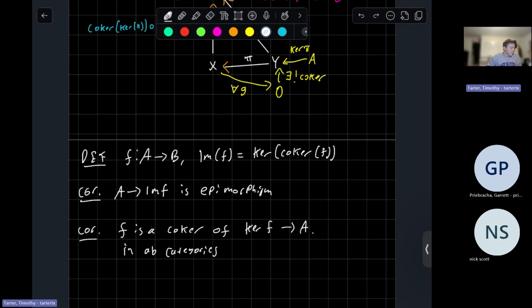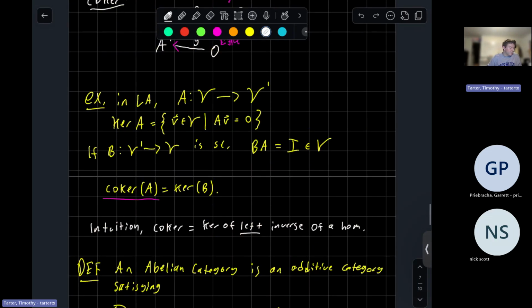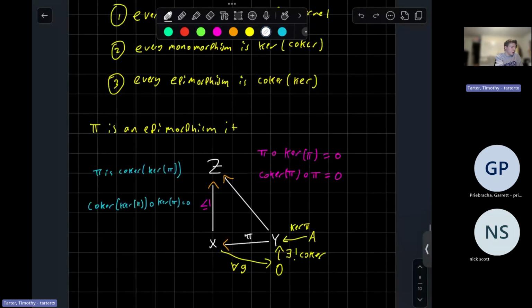Actually, no, I am going to end it here, and then we're going to talk about complexes, exactness, and homology and cohomology next time.